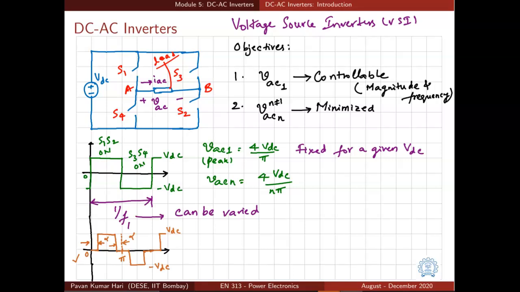So we have generated this kind of voltage, the second kind of voltage that is shown, and we have to have this alpha angle symmetrically placed because we don't want to generate even harmonics, so we need to maintain half-wave symmetry. What happens to the fundamental component now? VAC1 is now a function of alpha, of course for a given VDC. VDC is always fixed, and VACN also is a function of alpha.